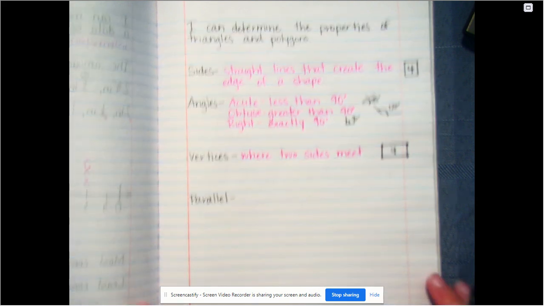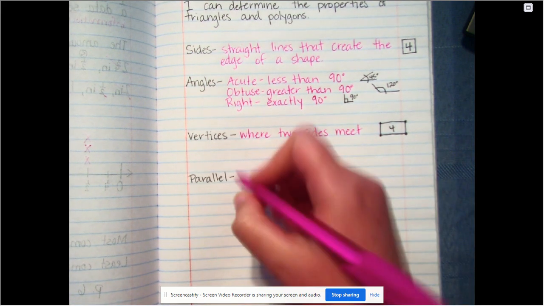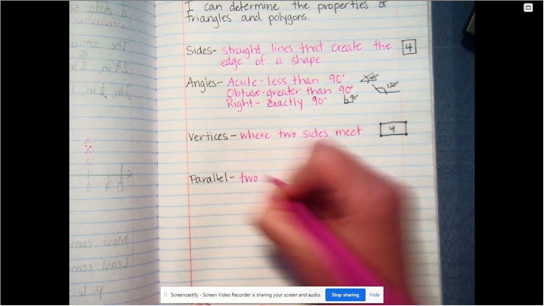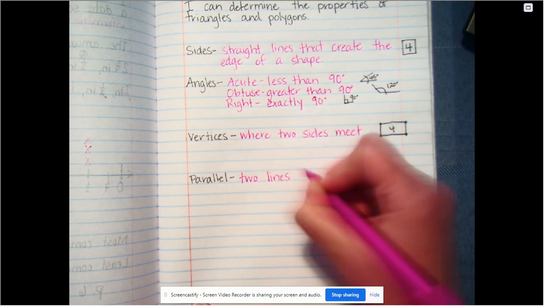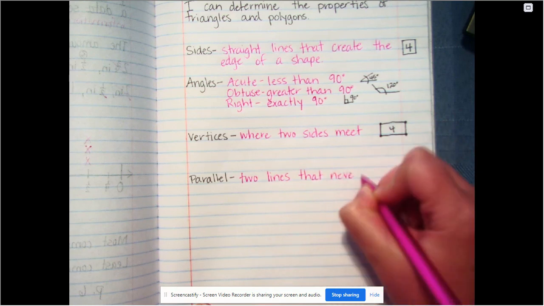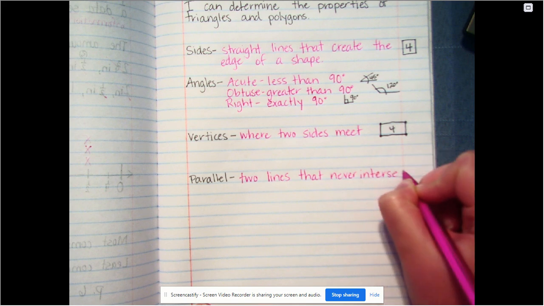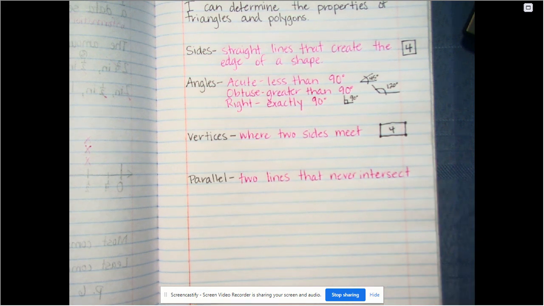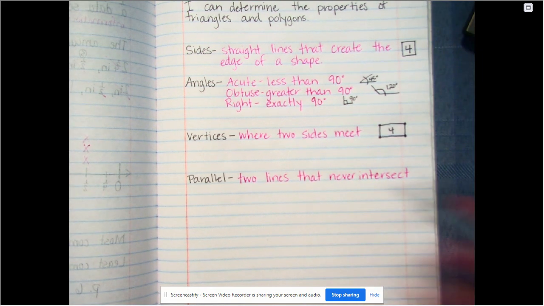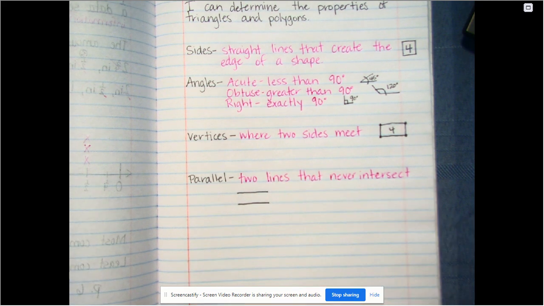And then the last word that we really need to know is parallel. So that is where 2 sides or 2 lines that never intersect. So to draw an example of that, we've got tons of examples on this page. Those would be parallel lines. They're never going to cross. So that's what a parallel line is.